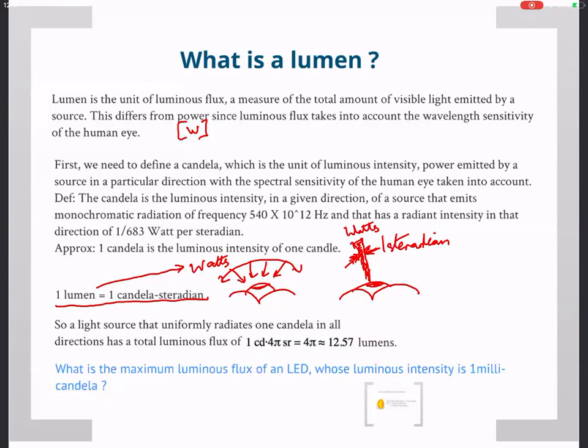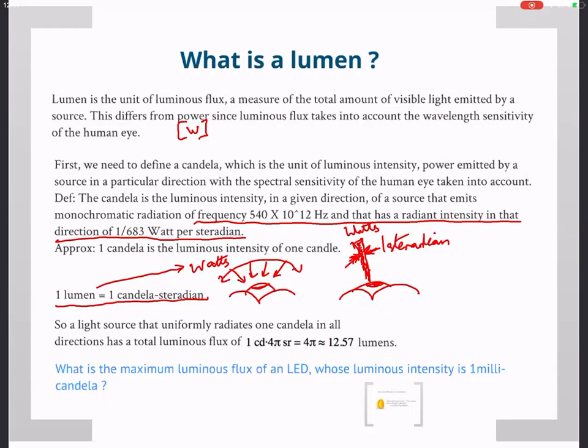Now the definition of the candela is the luminous intensity in a given direction of a source that emits monochromatic radiation of a frequency that's in the green, and has a radiant intensity in that direction of 1/683 watts per steradian. You can see that nice 683 number here, because as you do the integral, it becomes 1. You don't need to memorize any of this, but I want you to understand this conceptually as I've drawn here.